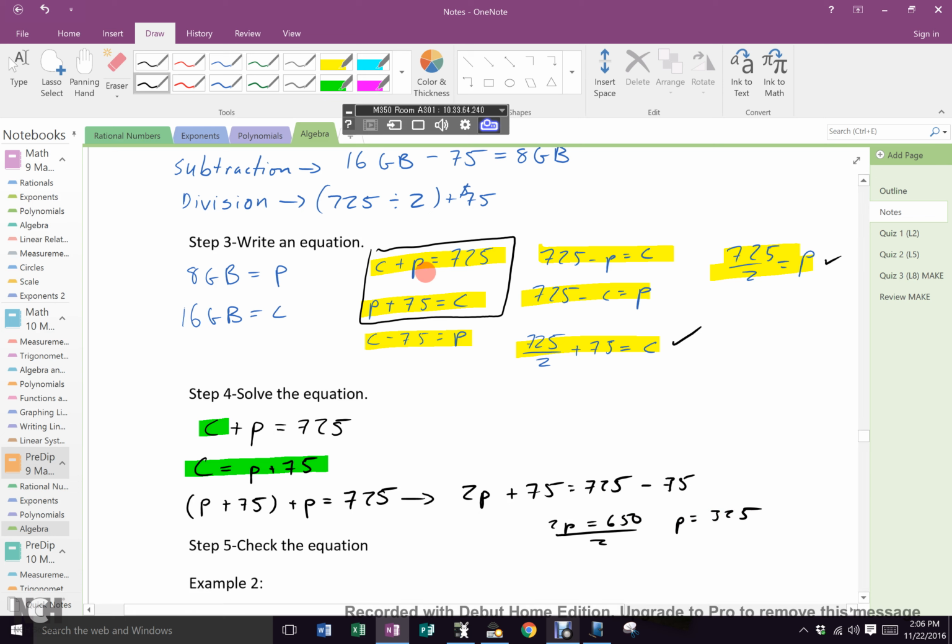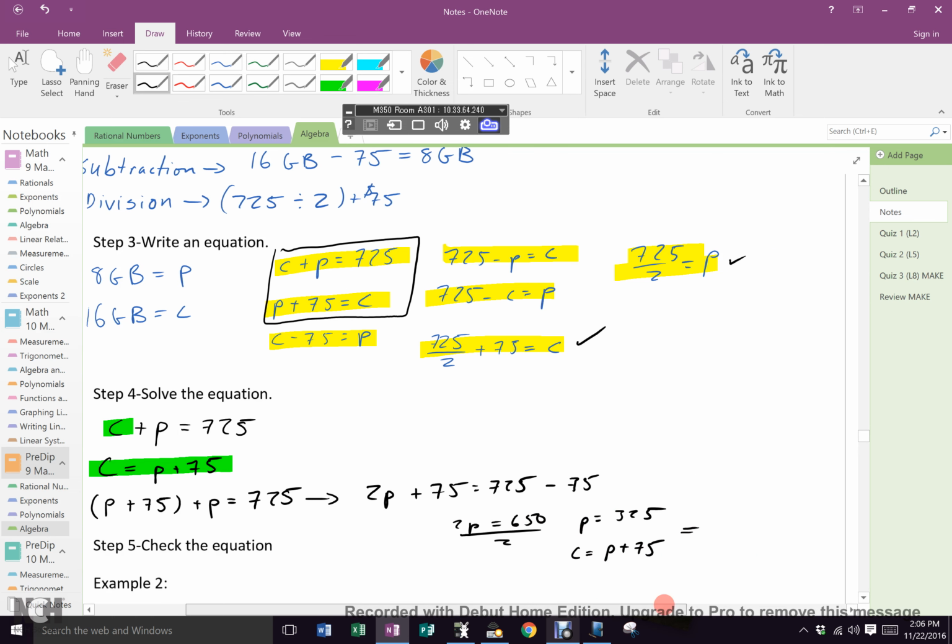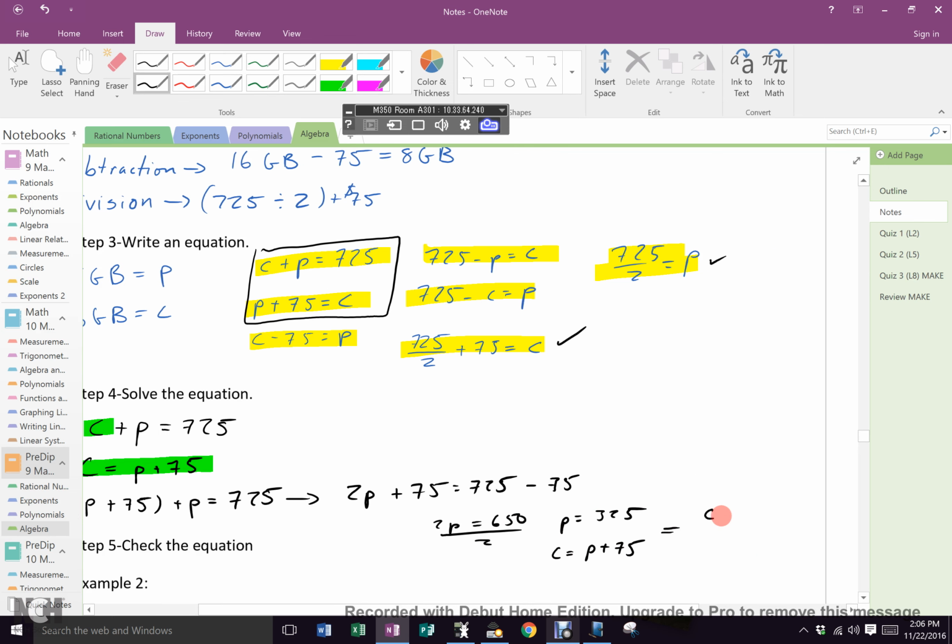Then we already know that C is P plus 75. P equals 325. So C equals 325 plus 75, which is 400. And our last step is to check the equation, which we just did. Look at how much math you know.